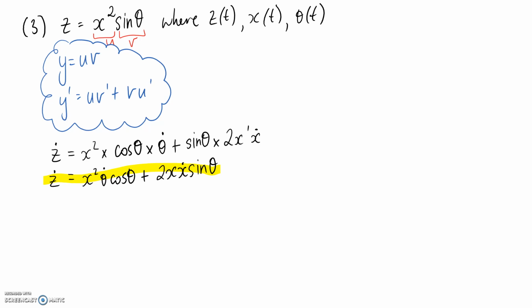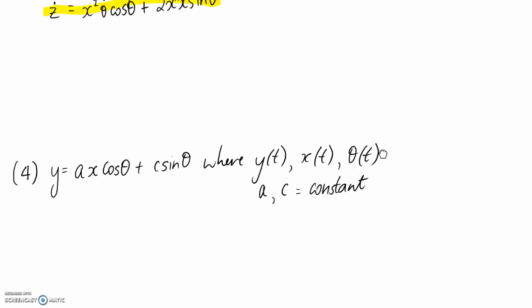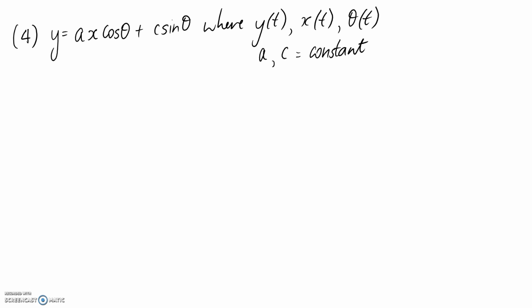Alright, so we have one more example left, which is going to require the product rule. So this time I've thrown in a couple of constants to make it a little more tricky. So this time we know that y is a function of time, x is a function of time, theta is a function of time. However, we have two constants in the equation, a and c, which are not dependent on time. Makes it a little bit more tricky. So we need to take the derivative with respect to time.